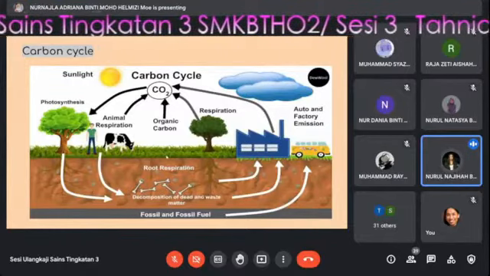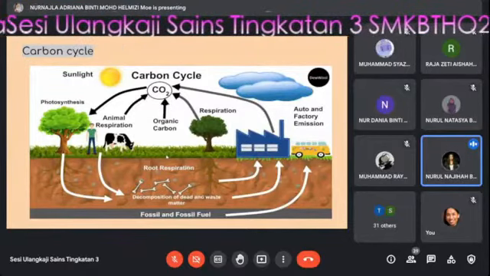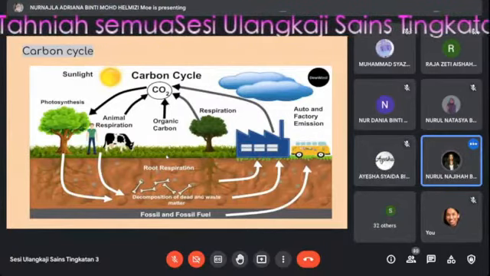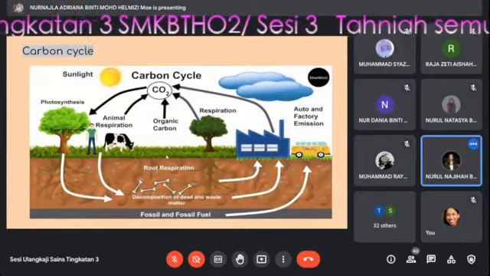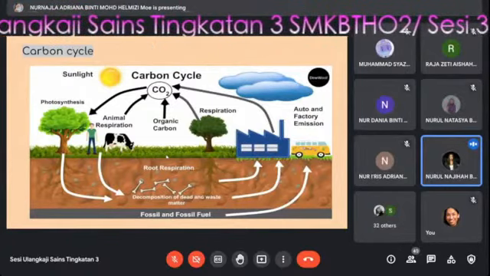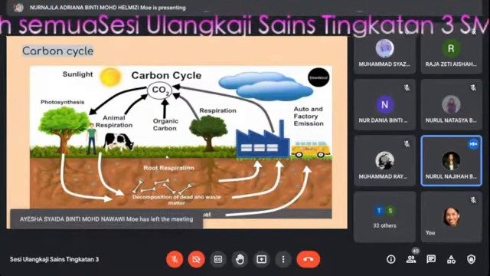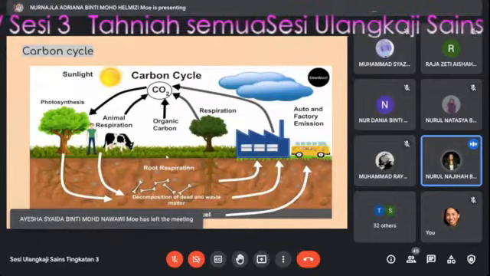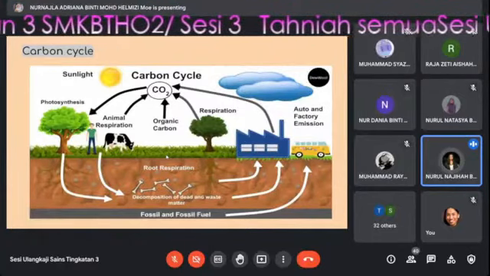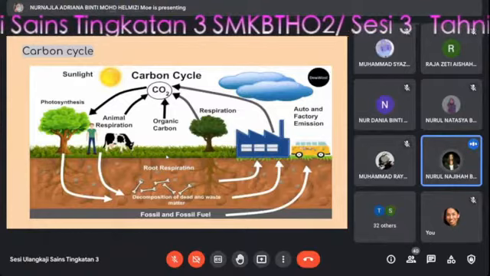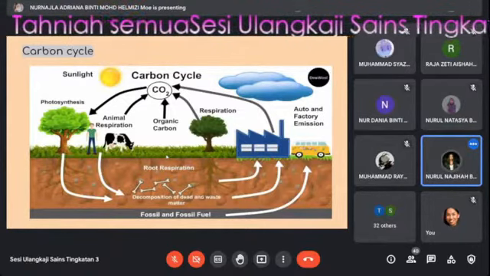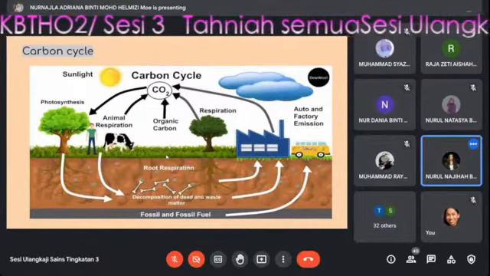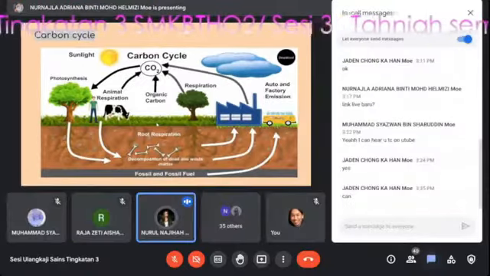When plants and animals die, they will decompose. It is caused by fungi and bacteria and releases carbon dioxide. Burning of fossil fuels that contain carbon also releases carbon dioxide. During respiration, microorganisms release carbon dioxide. These processes such as decomposition, combustion, and respiration are balanced by photosynthesis.